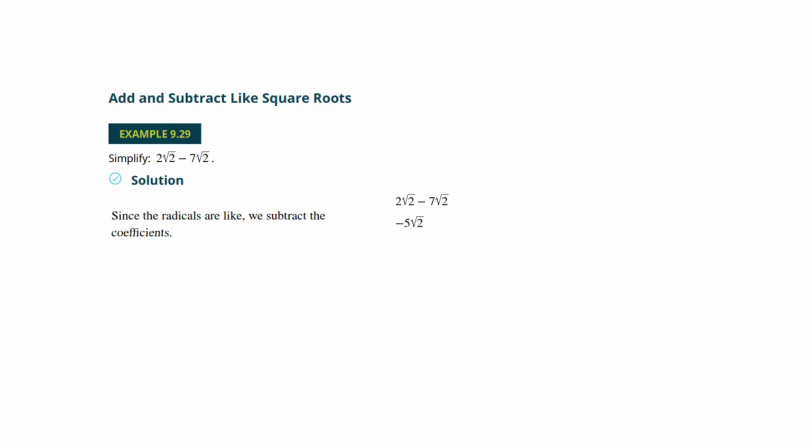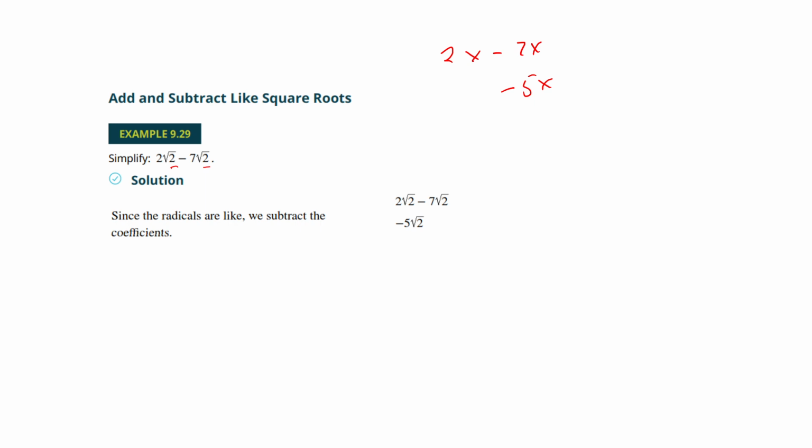So here's what I mean. This is exactly the same idea as if you had 2x minus 7x. The square roots are acting like the variable. So the only way we can put them together is if they're exactly the same thing. Well, this is of course negative 5x. Well, if they're square roots, it becomes negative 5 square roots of 2. So that's the key idea, is that they are the same thing as a variable.